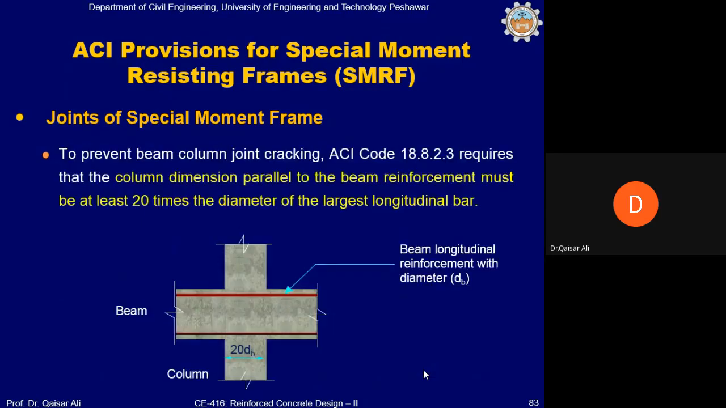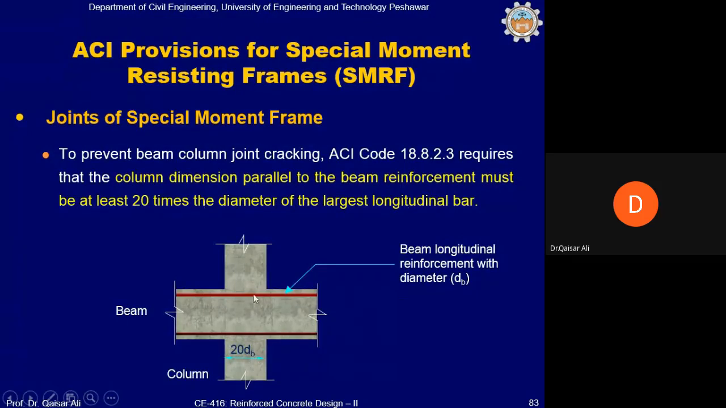There is another requirement of the code for the joint part of the special moment resisting frame. To prevent beam-column joint cracking, the ACI code requires that the column dimension parallel to the beam reinforcement must be at least 20 times the diameter of the largest longitudinal bar.